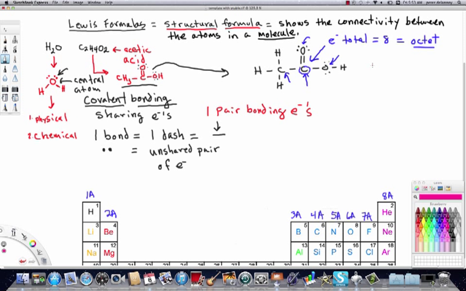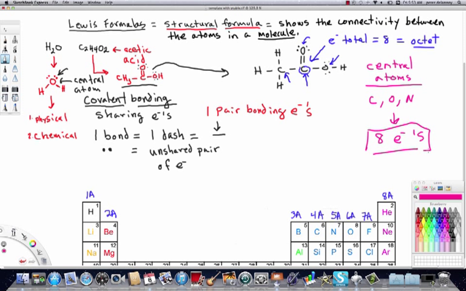So when we have central atoms that are, for example, carbon, oxygen, nitrogen, all right, then there's going to be 8 electrons around them, period. All the time. All right, there's always going to be an octet.